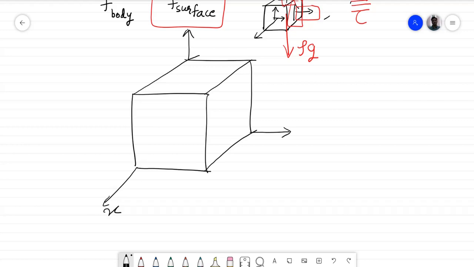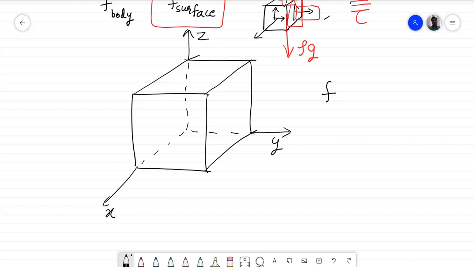Let us name the coordinate axes and let us draw these imaginary lines which are hidden from our view. Now if we want to write the linear momentum equation in x direction, let us just focus on a single direction for now. Let us write it for y direction.